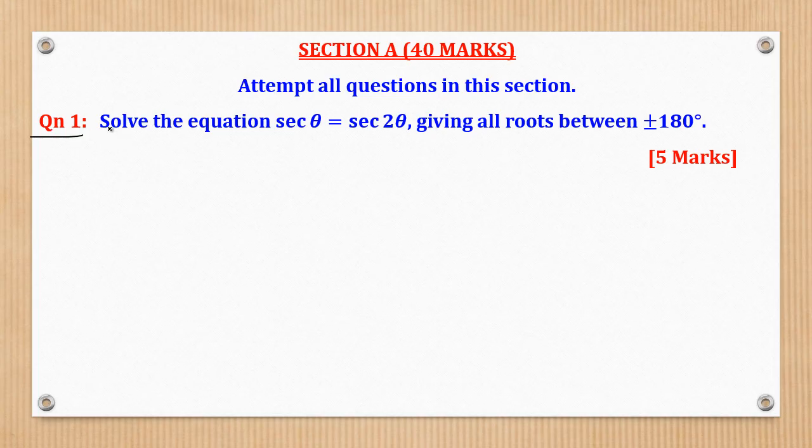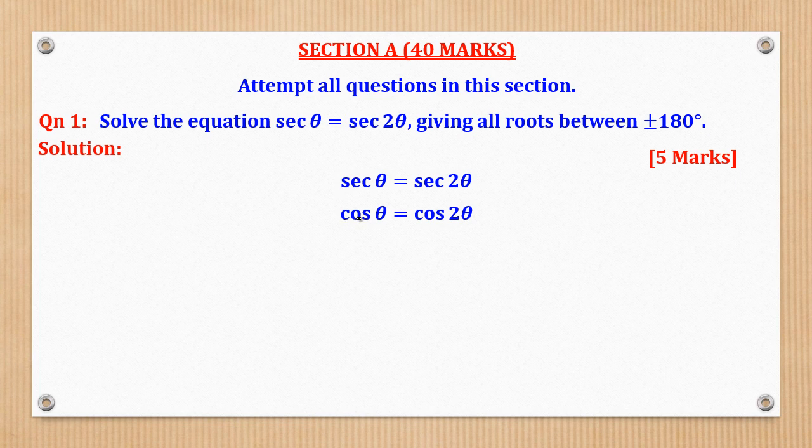Question 1 says, solve the equation sec theta equal to sec 2 theta, giving all the roots between negative 180 degrees to positive 180 degrees. So the first thing to do is to change this, because we know that sec is the same as 1 over cos. So getting the reciprocal, this becomes cos theta and this becomes cos 2 theta.